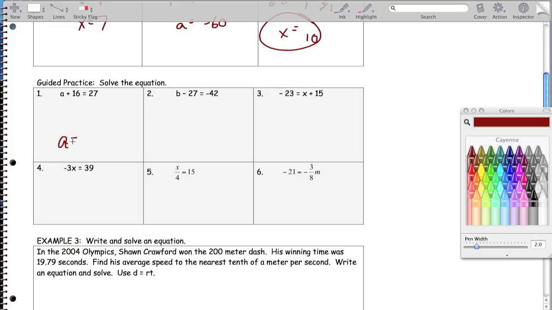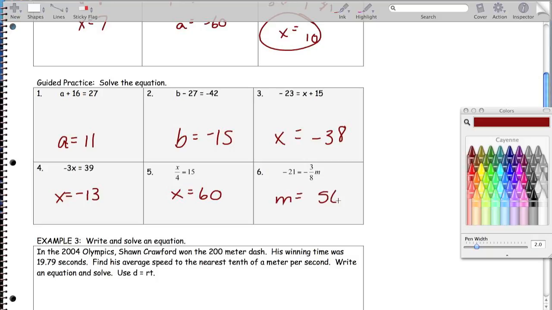Answer here, A is going to equal 11, subtract 16. Number 2, B is going to equal negative 15. And number 3, X is going to equal negative 38. Number 4, X is going to equal negative 13. Number 5, X is going to equal 60. And number 6, M is going to equal 56. Okay?